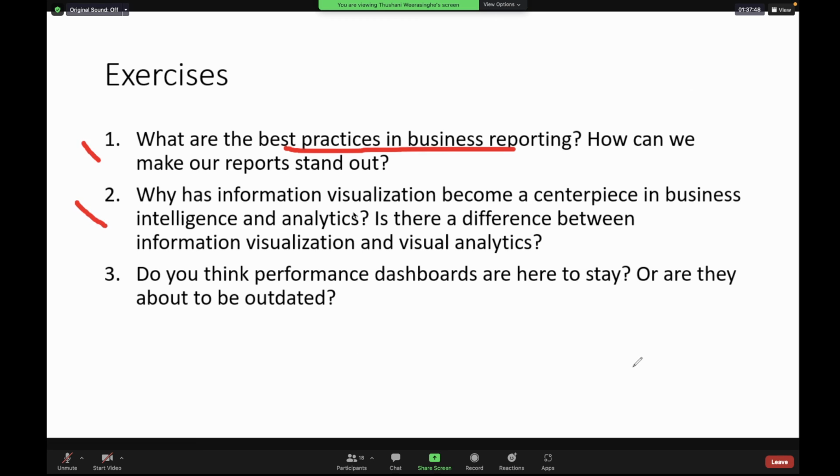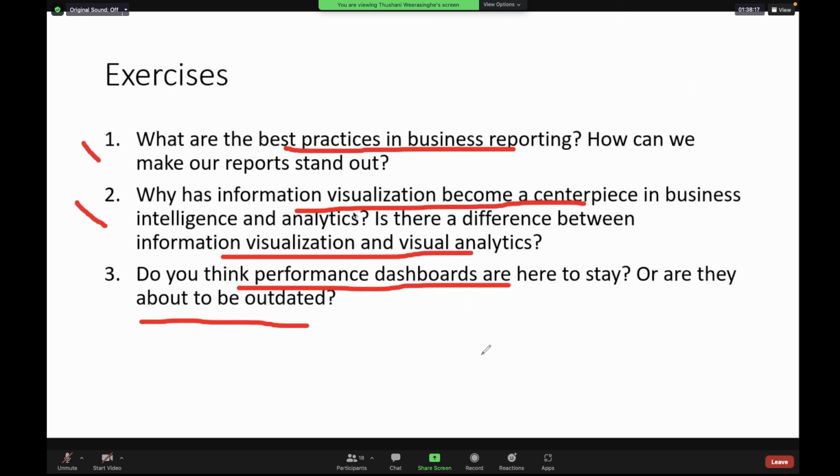And why has information visualization become a centerpiece in business intelligence analytics? Is there a difference between information visualization and visual analytics? I have provided you the answer for this one, and we also talked about the importance of visualization earlier. And then, do you think performance dashboards are here to stay? That means performance dashboards are required. Do you want only the scorecards, or can you justify the reason behind this? Will you be able to answer these questions?